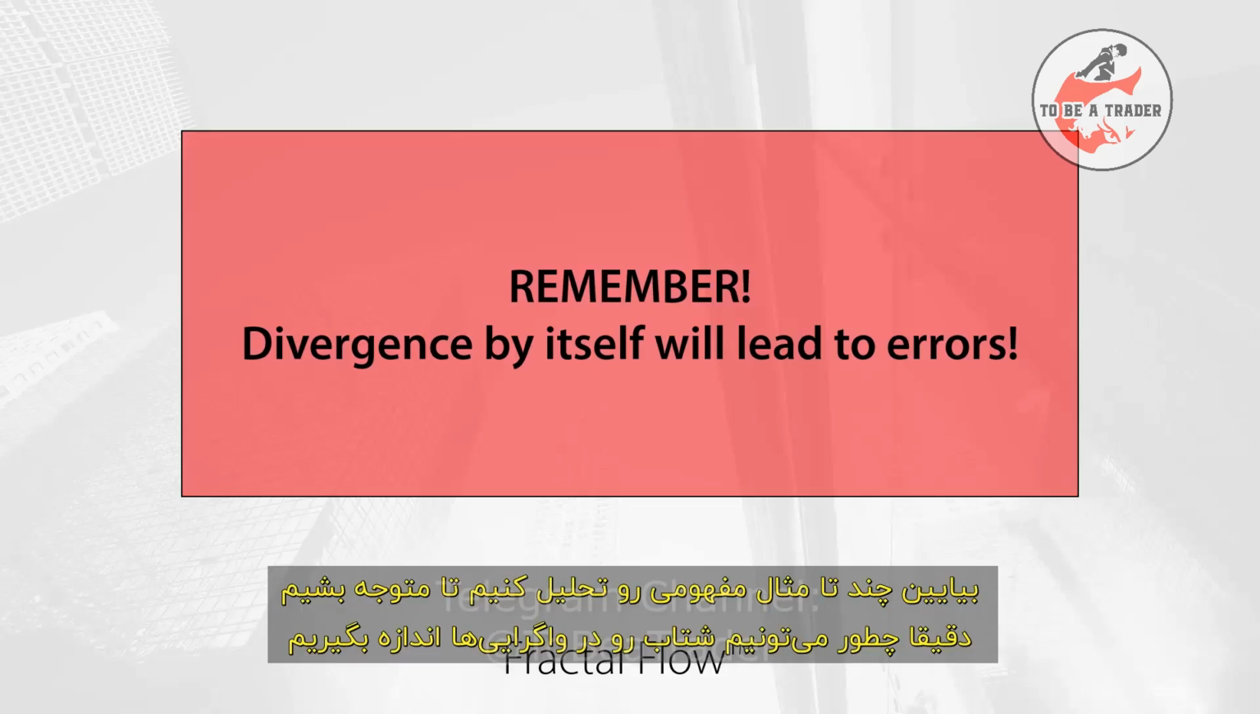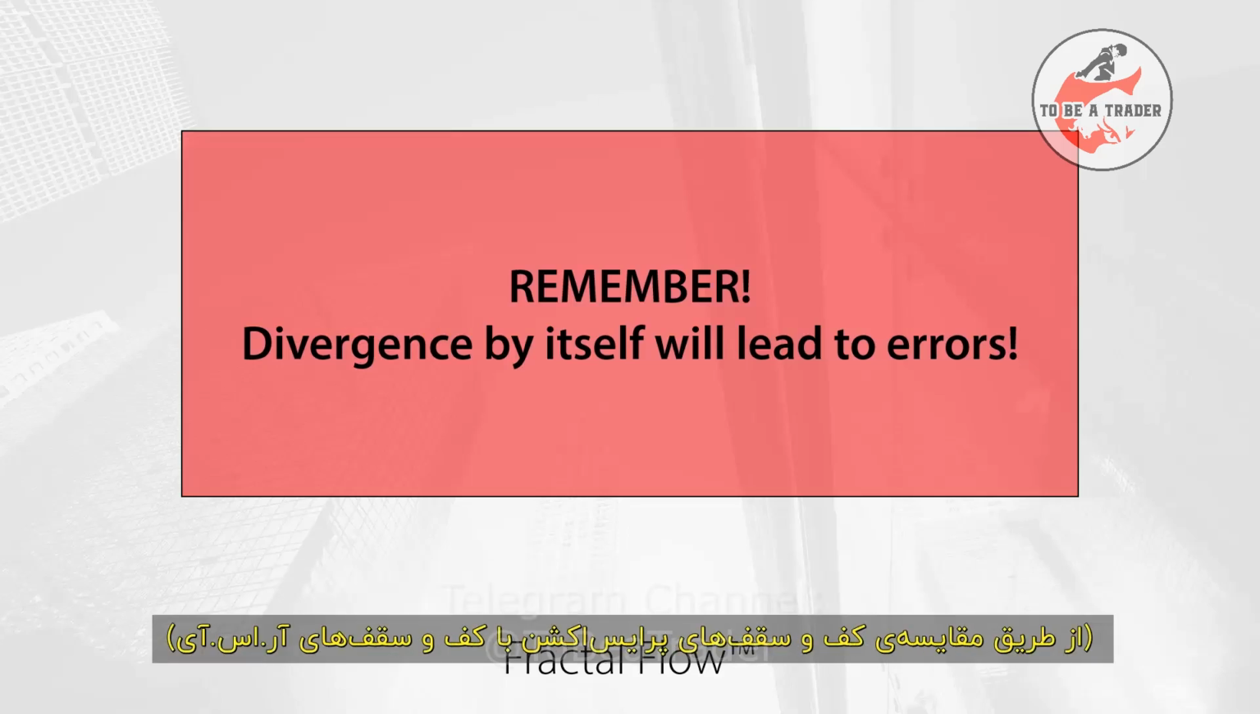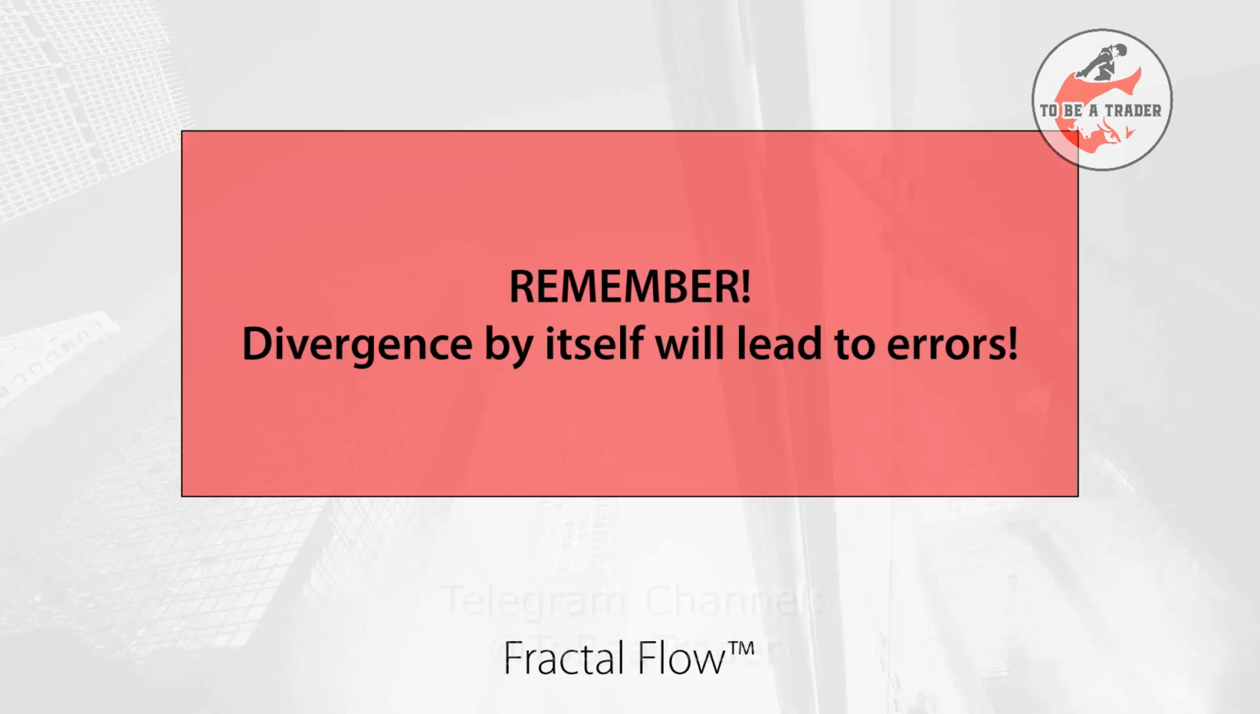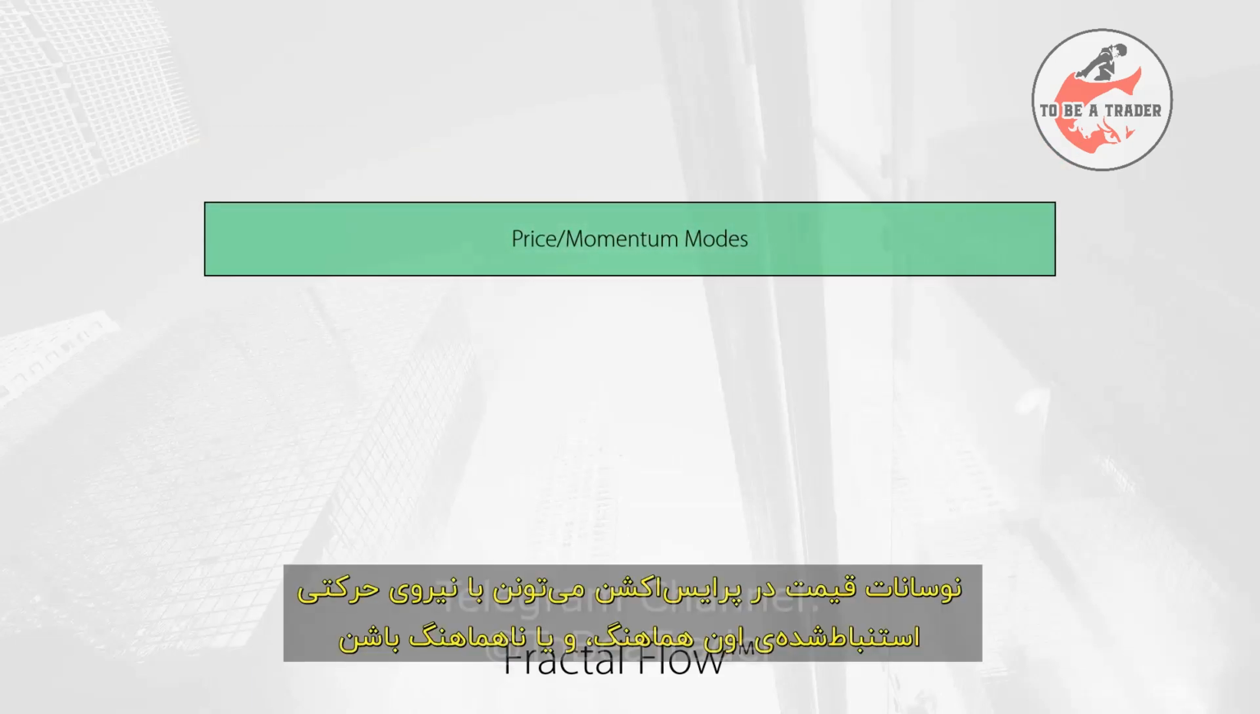Let's analyze a few conceptual examples to understand exactly how we can measure momentum and divergences by comparing the highs and lows in price action with the highs and lows in the relative strength index. First, we should point out that there are two modes in which price can be. The fluctuations in price action can be coordinated with its perceived momentum or out of sync.